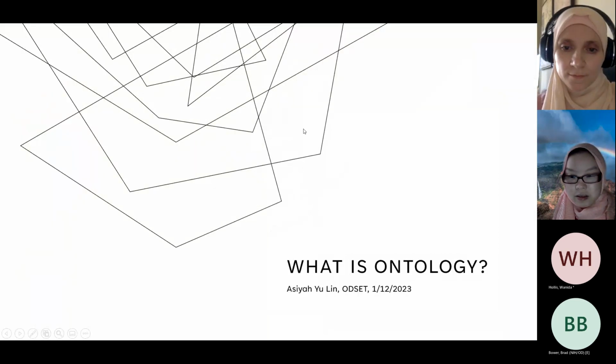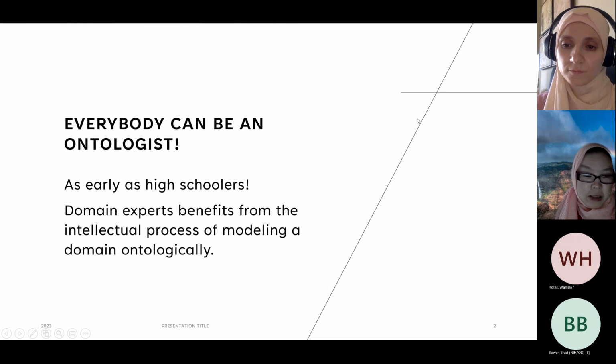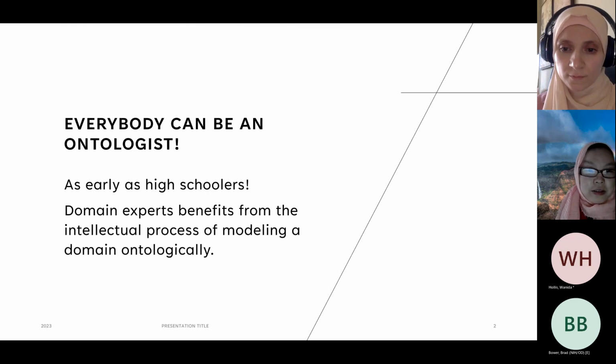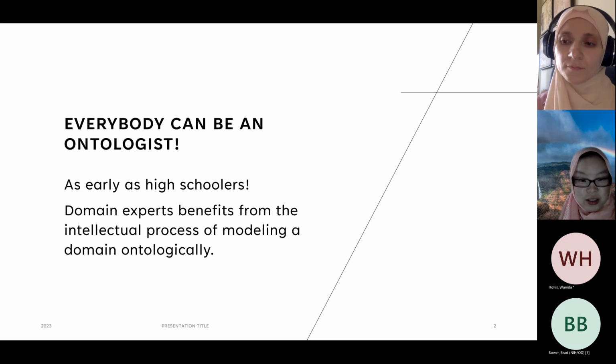All right. So we're going to talk about what is ontology. First, I want to make a point that everybody can actually be an ontologist, as early as high schoolers, and especially domain experts. You will benefit from this very intellectual and brain-stimulating process of modeling a domain ontologically. I hope you will really benefit from that and enjoy this process.